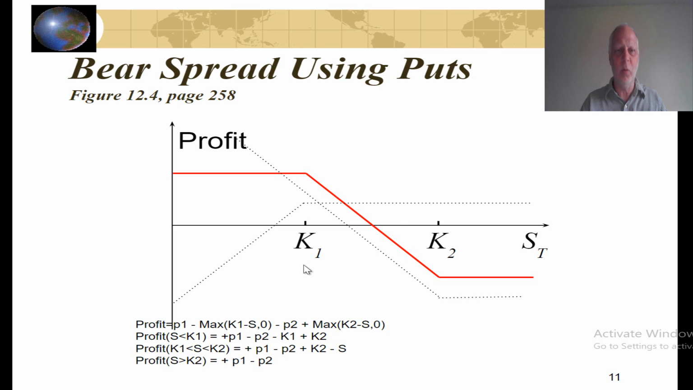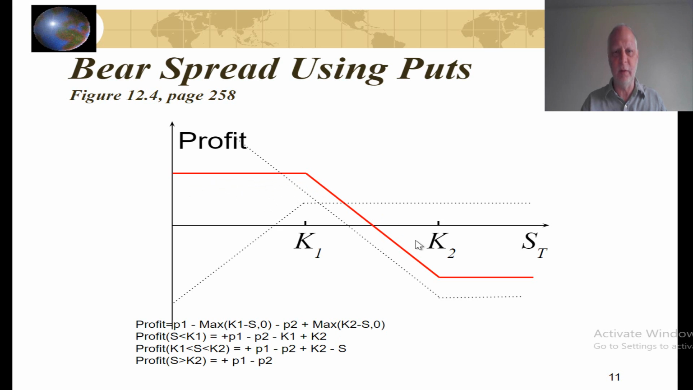If we are in the region below K1, again, both of our puts will pay off, and now we will get positive P1 minus P2. Once again, we have a minus and a minus on the S, so this gives us a plus S. Here we have a minus S. Those cancel out, and now we end up with minus K1 plus K2.